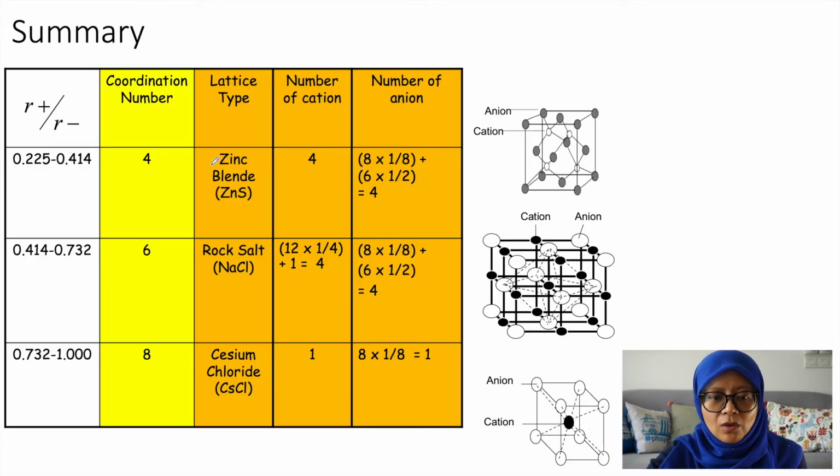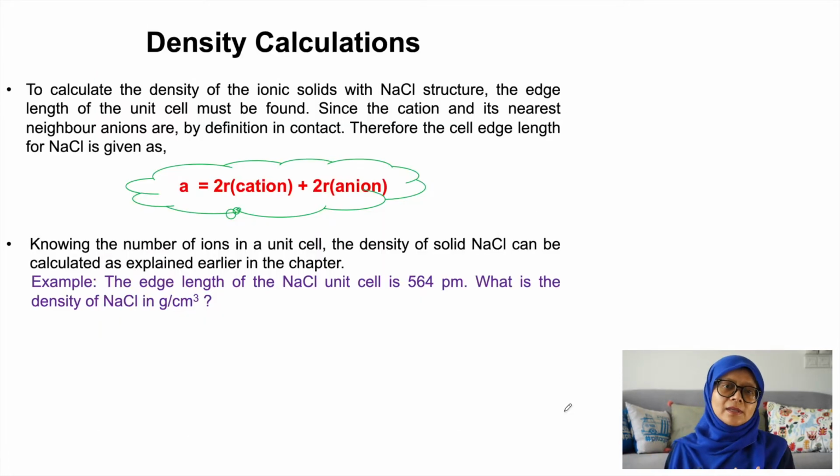This is the summary of parts 4, 5 and 6. In part 4 we have the zinc blende, then we have rock salt in part 5, and last but not least, in this last part, part 6, cesium chloride. So these are the lattice type structures: zinc blende, rock salt and cesium chloride. And last but not least, the density calculation.